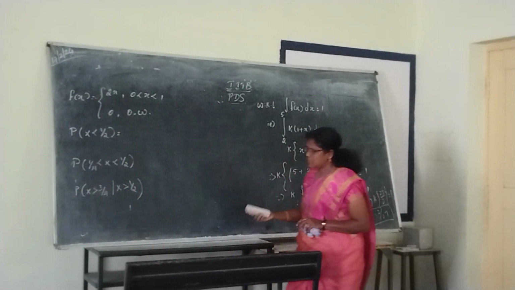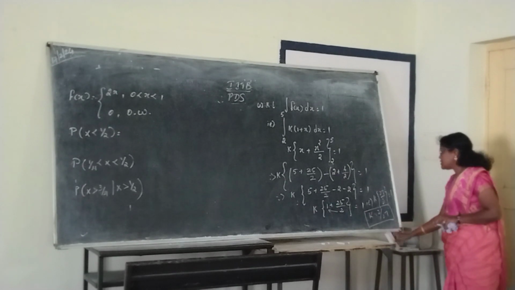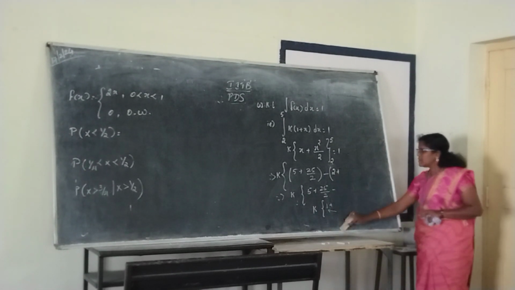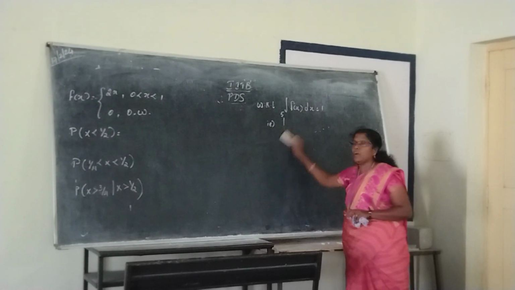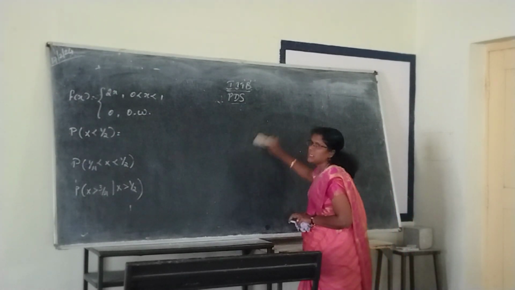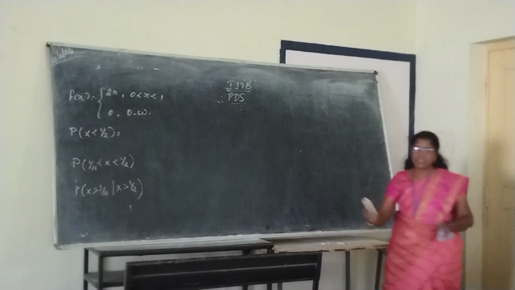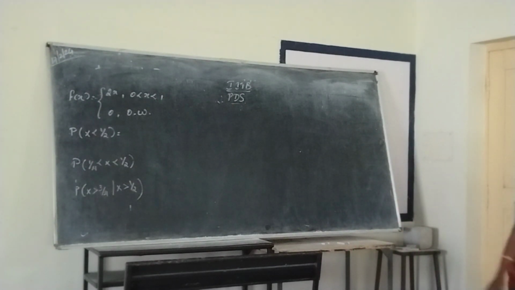Discrete or continuous? Continuous. How do you say it is continuous? Because it is between 0 to 1. f of x is defined between 0 to 1, in interval form, so it will be a continuous form. Whether there is any unknown value in f of x? No. What is f of x? 2x. There are no unknown values in that. So directly we will start with the probability.